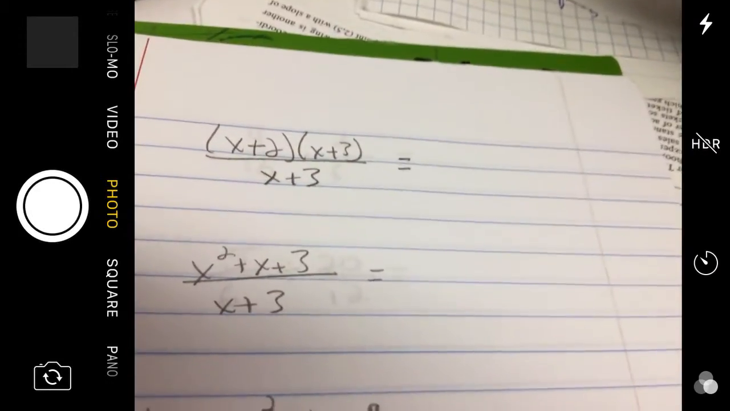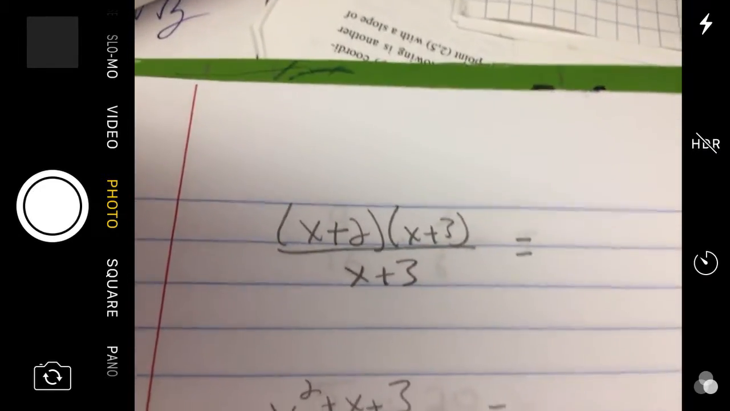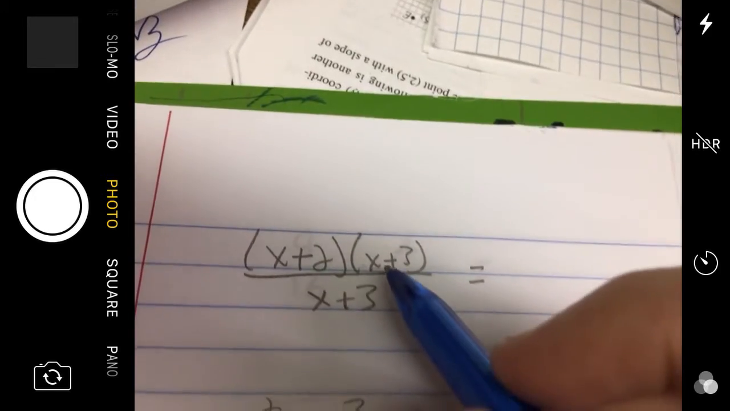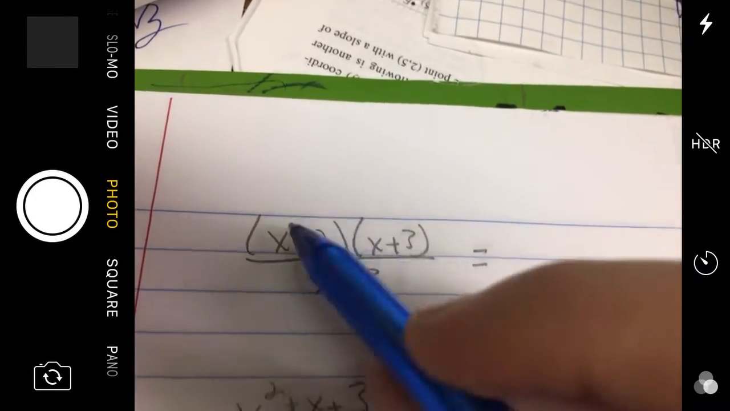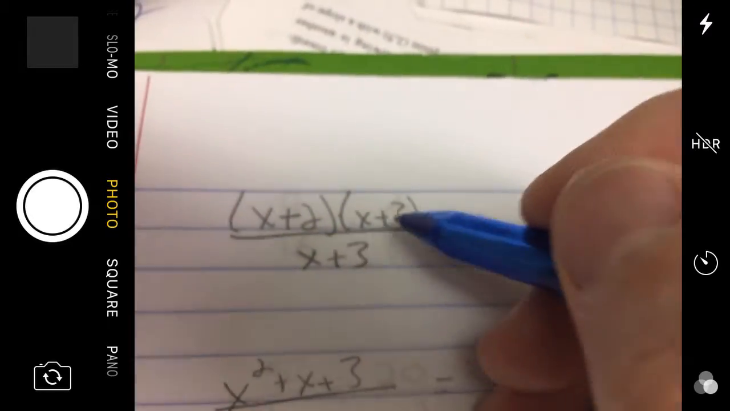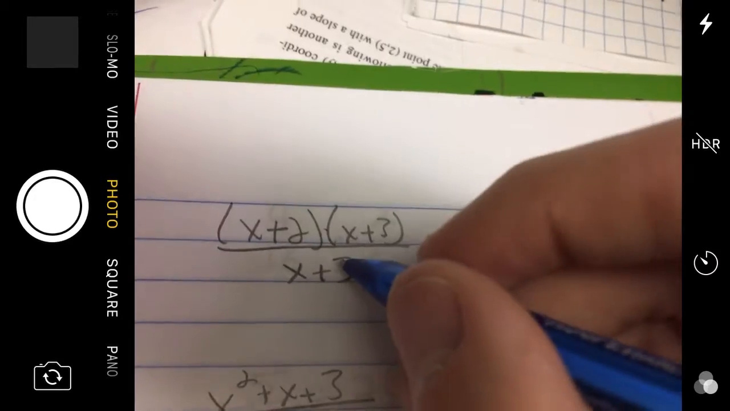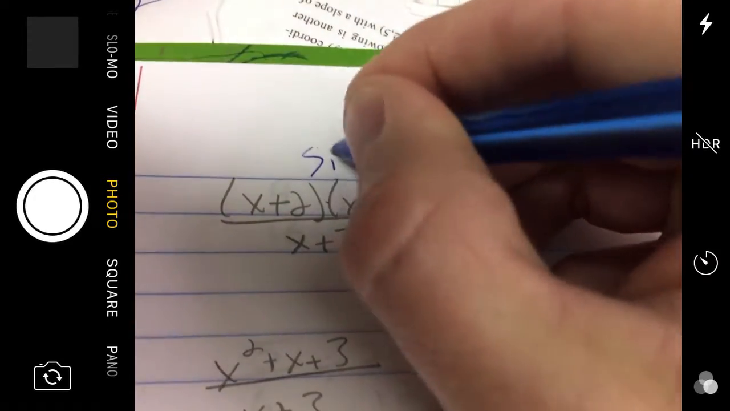Hey guys, all right. We're going to start off talking about a little stuff that we did yesterday with the rational expressions, and basically just that whenever you see multiplying, right? See how these two things are multiplying here. Whenever there's multiplication on the top or the bottom, and you have the same term like x plus 3, you can cancel those away.